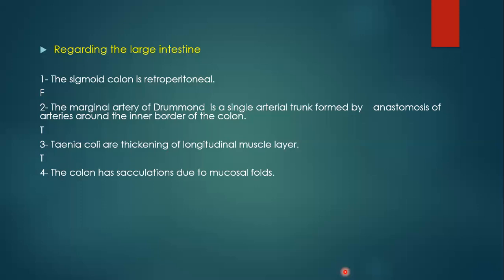Number 4, the colon has circulation due to mucosal fold. False, because it's due to taenia coli. Taenia are shorter than the colon, which gives its appearance. Number 5, the appendices epiploicae are sparse in the sigmoid colon. It is false, they are high.